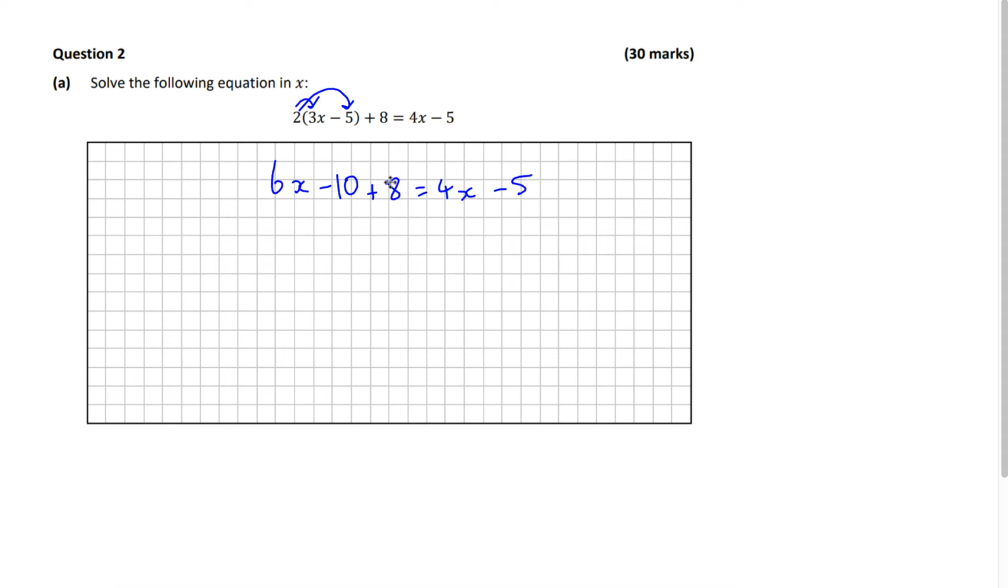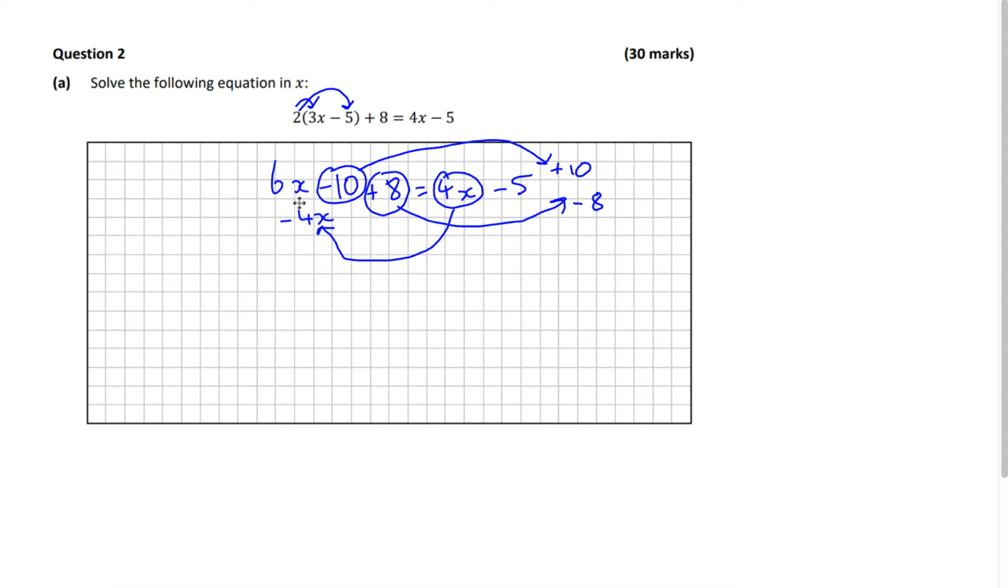Okay, so now I'm going to bring the x's to one side. So I'm going to bring this 4x over here to be with the 6x. It's going to become minus 4x. And I'm going to take this minus 10 across here. It'll become plus 10. And this plus 8 will also come across the equal sign and become minus 8.